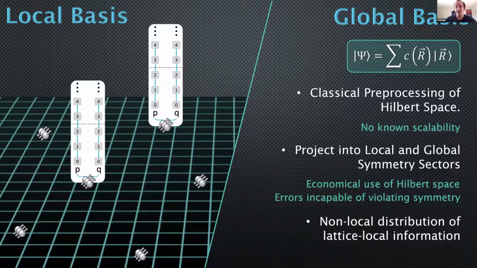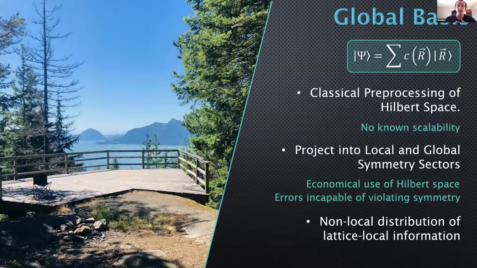So this requires a lot of classical preprocessing, which is not known to be scalable as far as we know. But when you work in this basis, you can project into local and global symmetry sectors. And so this lets us use all of the Hilbert space on our quantum devices, and the errors are not capable of violating symmetry because we've explicitly projected down into the symmetry sector. So this global basis has a non-local distribution of information on the lattice. While this global basis is not scalable, it can be mapped onto existing devices for small systems.